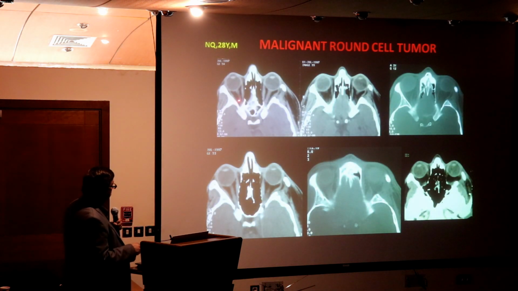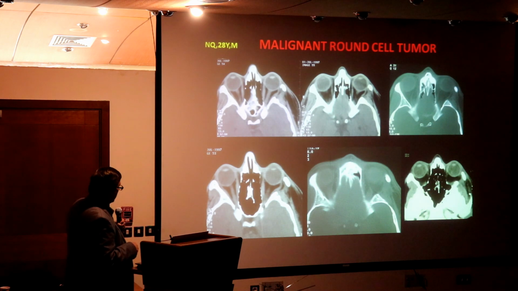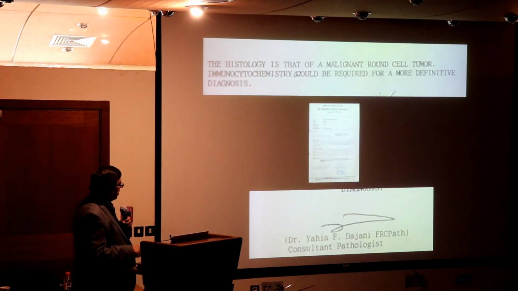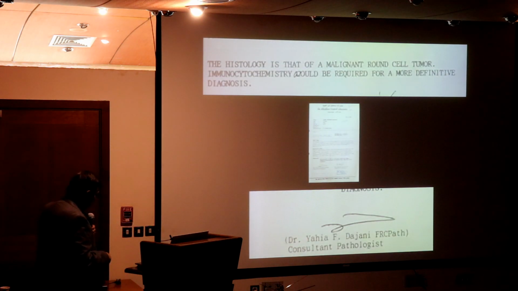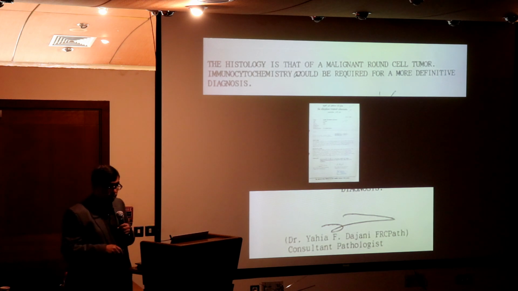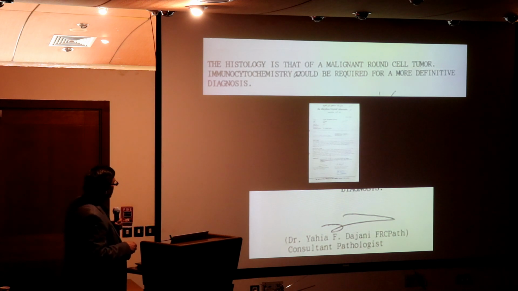Malignant round cell tumor. This is one of my patients, 28-year-old male patient, and he had this lesion here, turned out to be malignant round cell tumor of his lacrimal gland. And this was reported by Dr. Shabi. Is he around? No, he couldn't make it. That's his malignant round cell tumor.